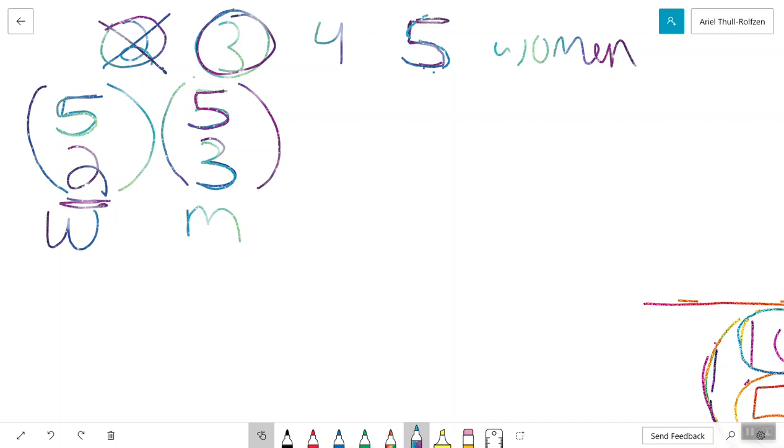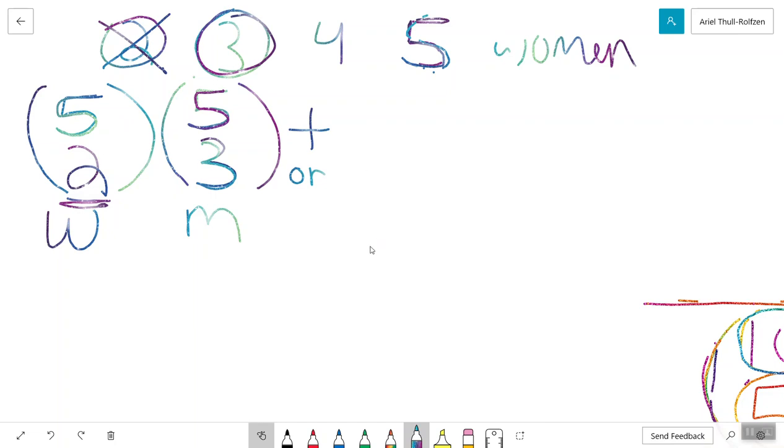I cannot have 2 women and 3 women and 4 women and 5 women. I can have 2 or 3 or 4 or 5, which means that we're going to be adding. Wherever there's an or, you know you're going to add. So here, we're multiplying these two combinations because we can have 2 women and 3 men.